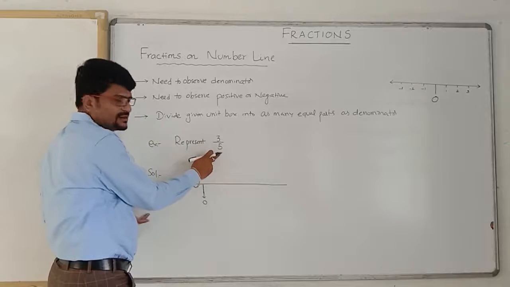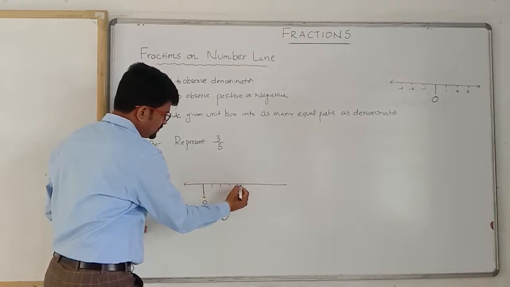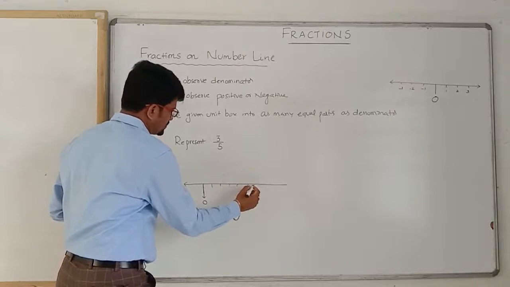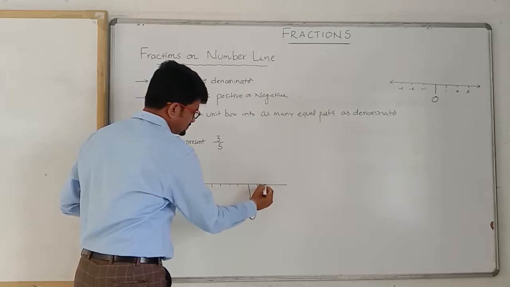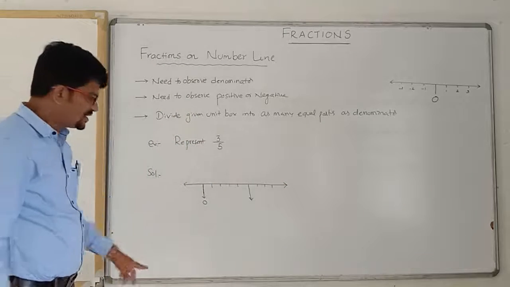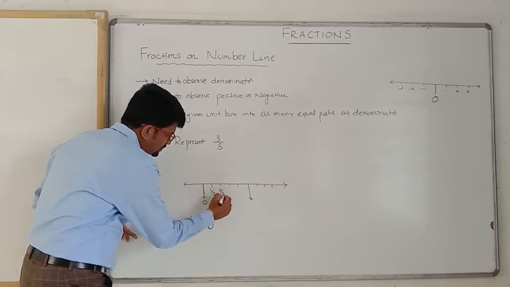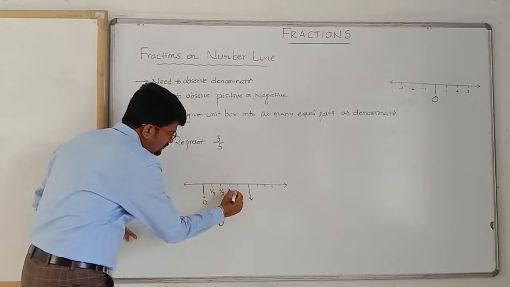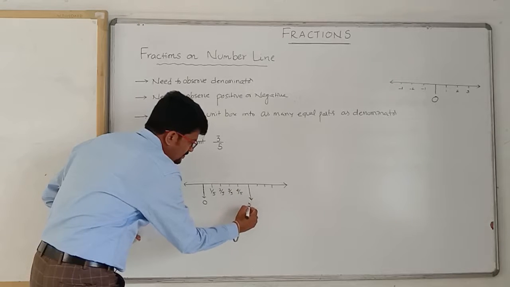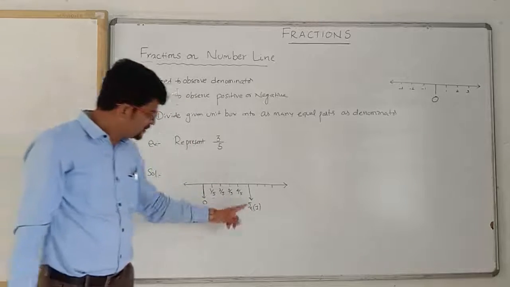What is the denominator here? 5. 1, 2, 3, 4, 5. The fifth part must be there. Again like this. So the first one is 0, after that 1 by 5, 2 by 5, 3 by 5, 4 by 5. Then 5 by 5 means 1. Am I right?